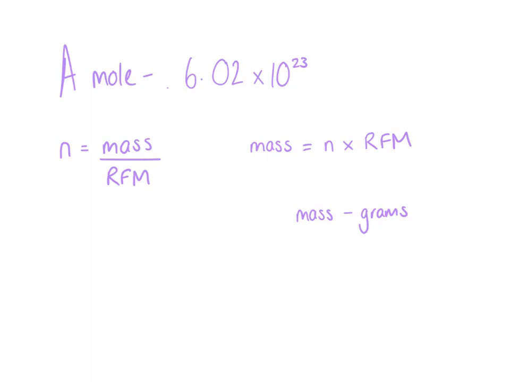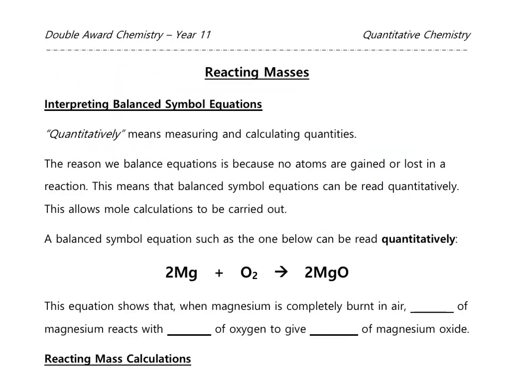Other than that, we're going to move on now to reacting mass calculations on page 16. So starting on page 16, we're going to have a look at reacting mass calculations. First of all, we're going to have a think about why we can do these calculations. This topic is called quantitative chemistry, and quantitatively simply means measuring and calculating quantities.